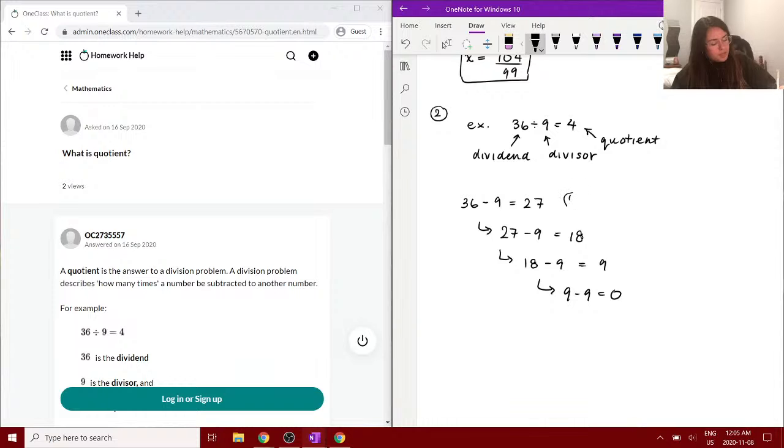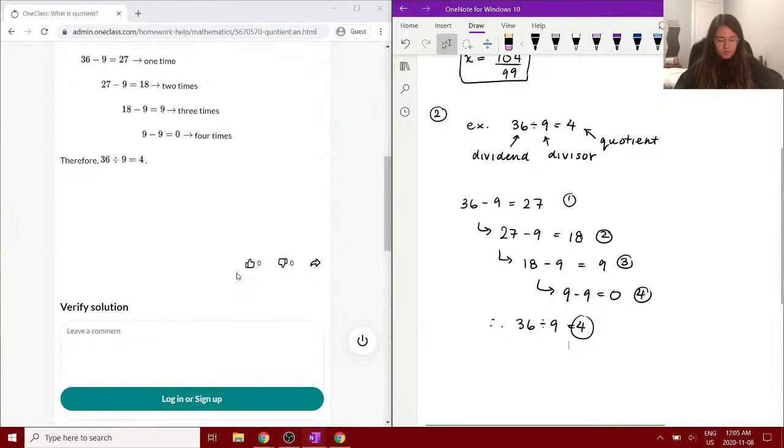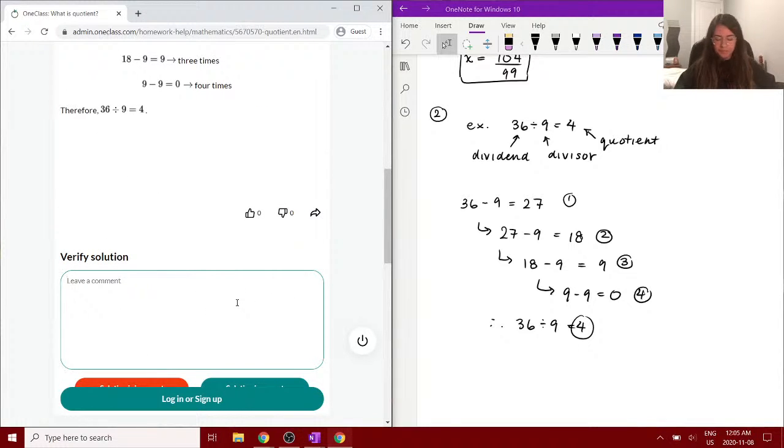So that 9 can be subtracted from 36 1 time, 2 times, 3 times, and 4 times. So that's why, therefore, we have 36 divided by 9 is equal to 4, where 4 is the quotient for this problem. Okay, so that's the solution. We got the same answer. Let's say next solution. Good work.